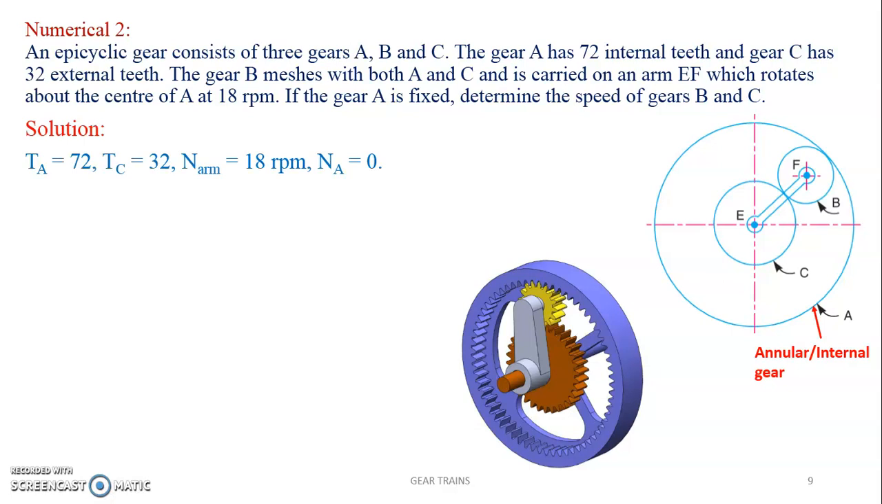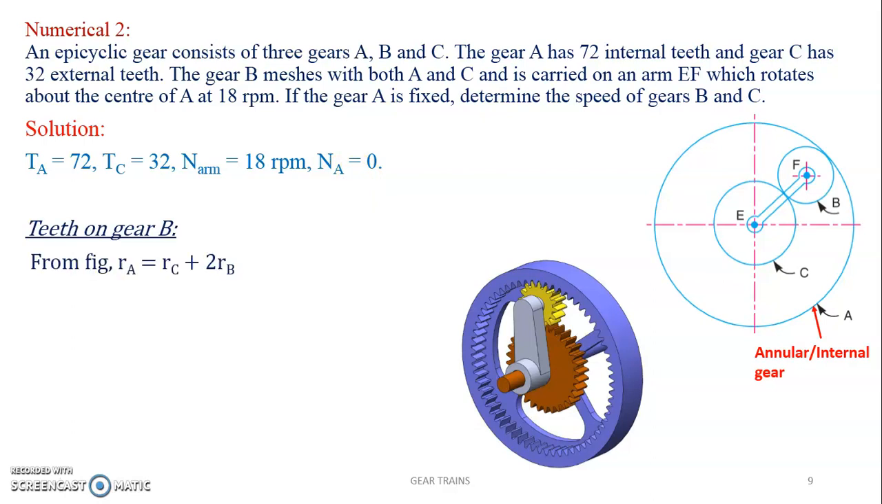Solution: teeth on gear A is given, teeth on gear C is given, and it also says that the arm EF rotates about the center of A at 18 rpm. So the arm is 18 rpm, and gear A is fixed. If gear A, the annular or outside gear, is fixed, its speed is equal to 0. So we know this much. First, let us calculate the teeth on gear B, which is not given.